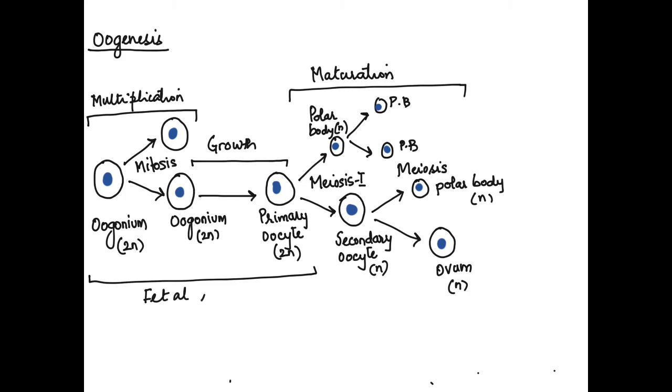The multiplication phase and the growth phase take place in fetal life, and the female has primary oocytes present at the time of birth. This undergoes meiosis after puberty to give rise to the secondary oocyte, and this secondary oocyte then completes the meiotic division only after fertilization.